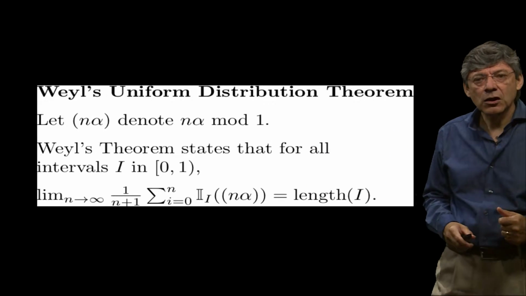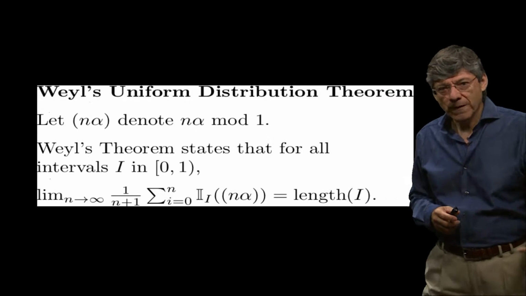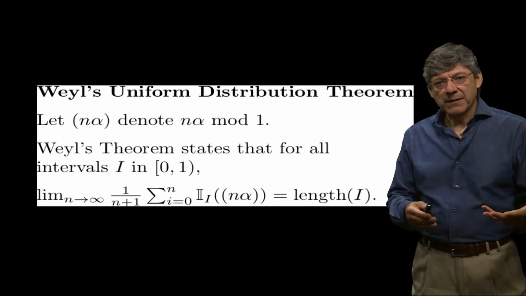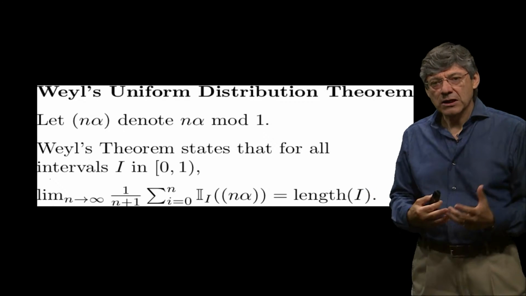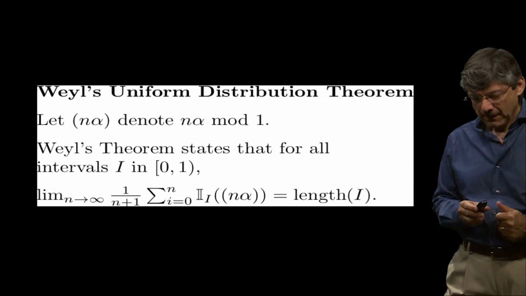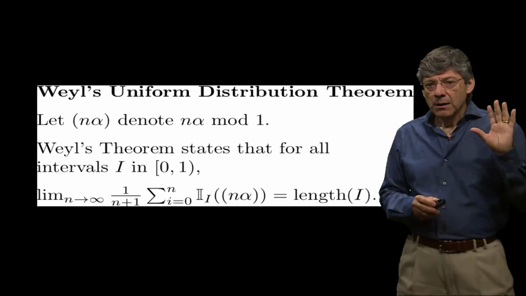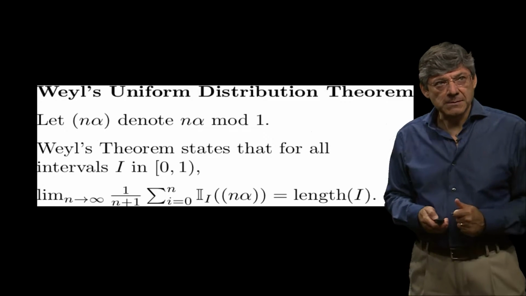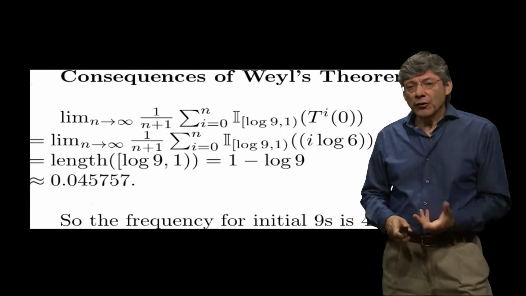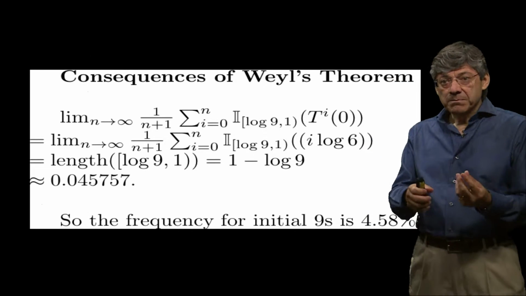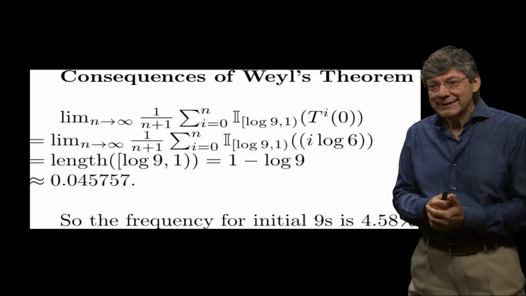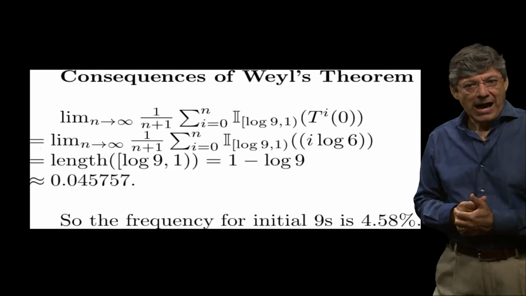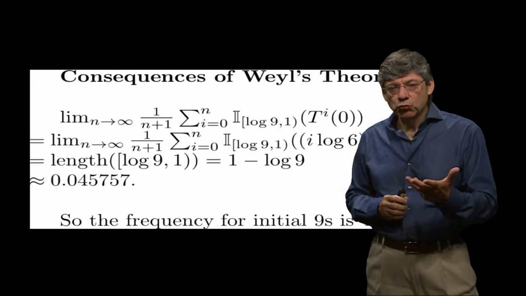So this is the content of Weyl's uniform distribution theorem. We're not going to prove that this time. This is something that you could look forward to in another presentation where you could see a proof of this theorem. But it's a very beautiful and interesting theorem about uniform distribution in the unit interval. Well, it turns out that n alpha for alpha equal to log 6 is the orbit of 0, which is what we wanted to know.